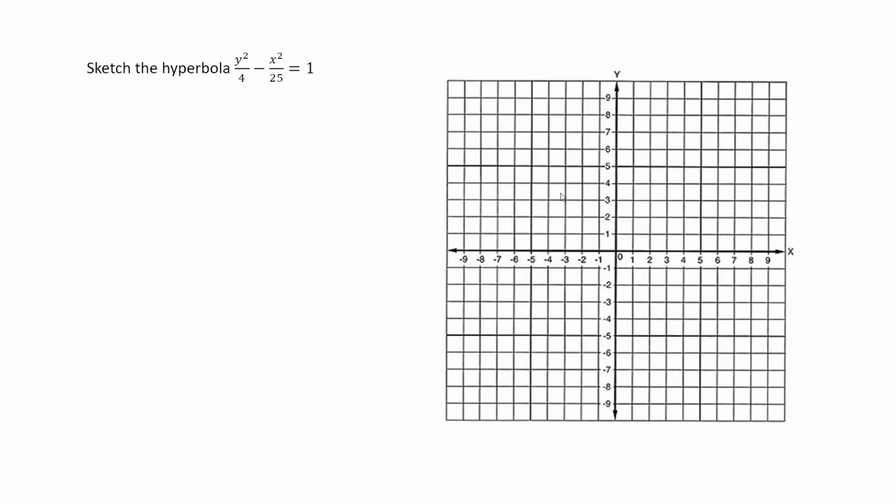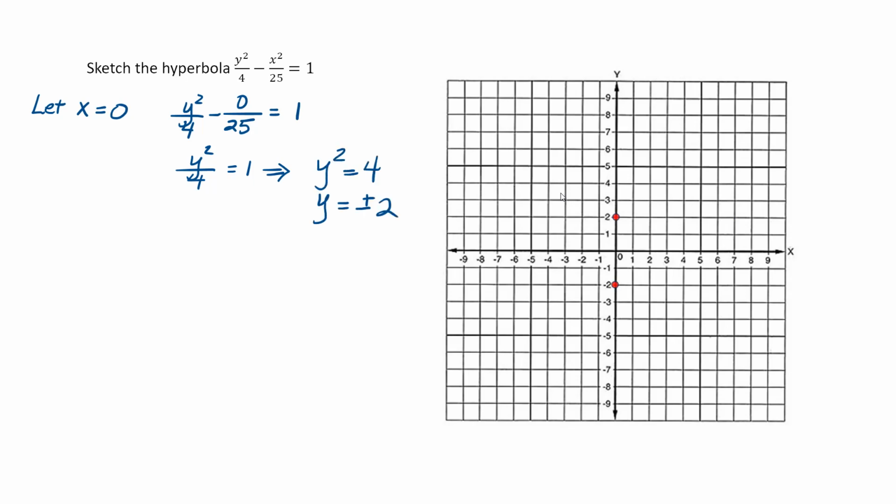Now we have one where the y squared term is going to come first. So this one is going to go through the y-axis. If we set x equal to 0 this time, we will have y squared over 4 minus 0 over 25 equals 1. So y squared over 4 is going to be 1. So y squared is going to be 4, which means y is plus or minus 2. So I'm putting those 2 points on the graph. They are actually on the hyperbola.